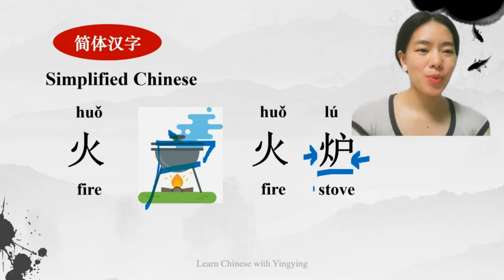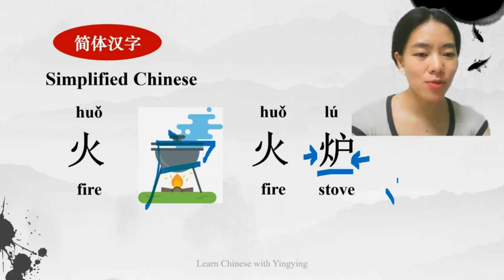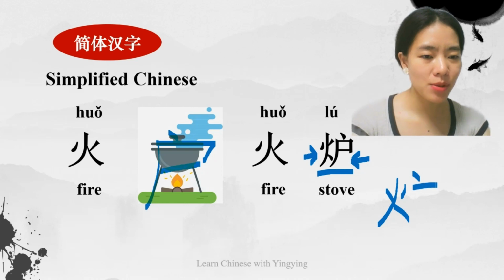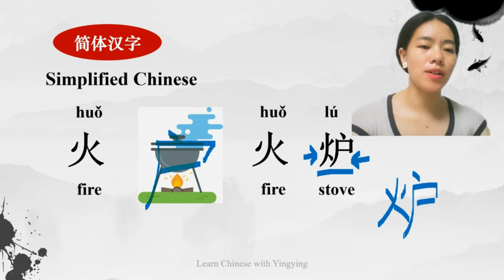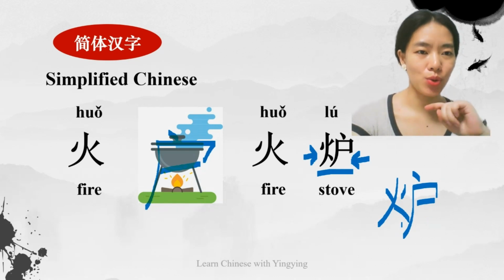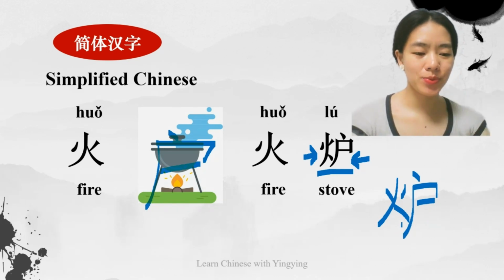So let's write the word together. The left part is the fire, 火, and this one is the shape of a stove. And this word is 炉.